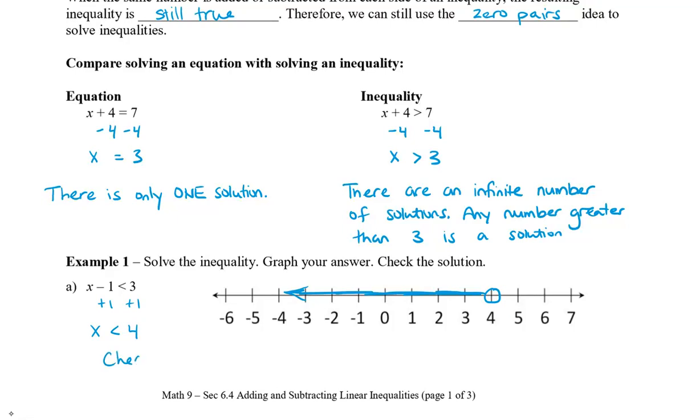We can actually check. If we check with x equals 0, it's always easy to check with x equals 0. We're going to plug 0 back into our original inequality. So 0 minus 1 is less than 3, and negative 1 is less than 3. That means that we have colored in the right side of the number line corresponding to our starting point of 4.